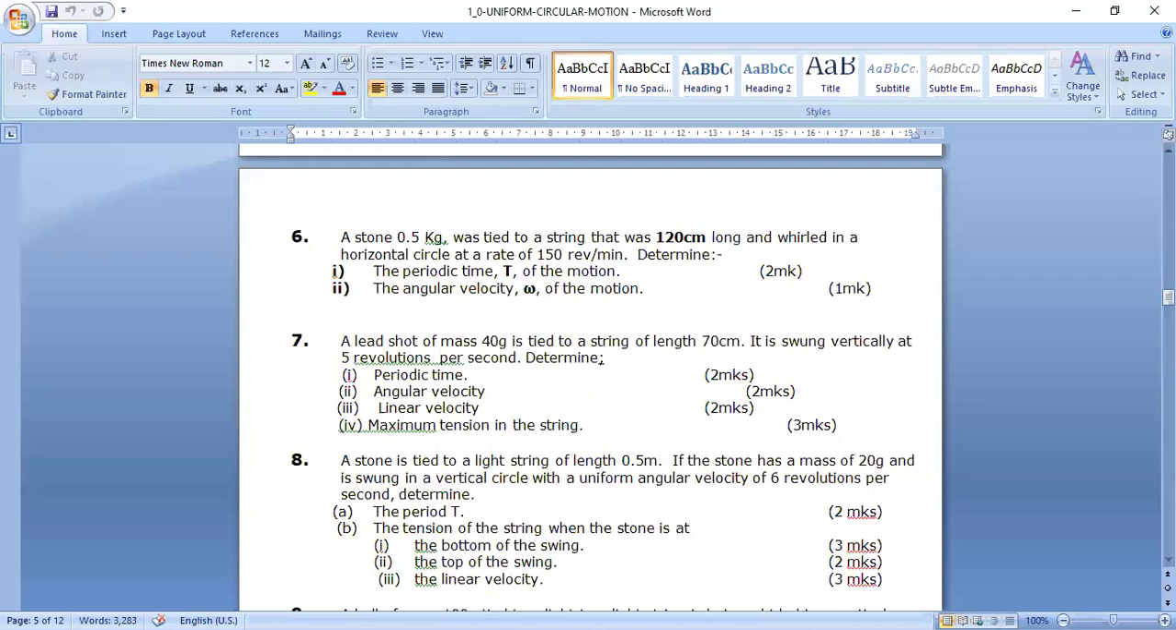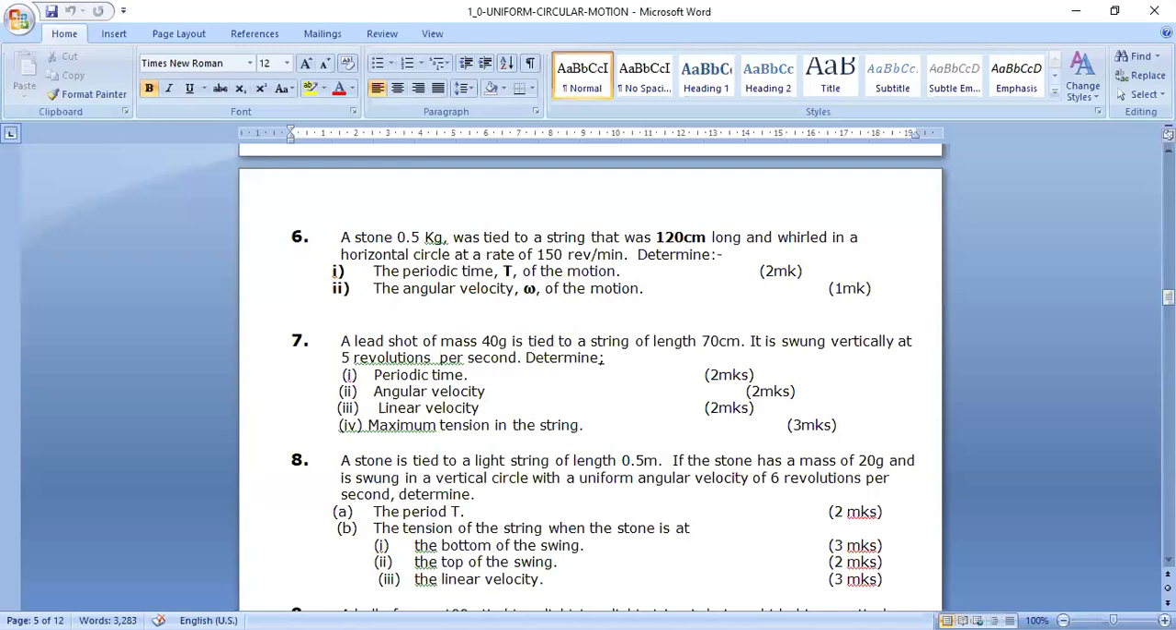Angular velocity, omega. We can hear from Quincy. From the two formulas, we have 2 pi over T, and the other one is 2 pi f. Since we have periodic time and we also have frequency, we go for periodic time. 2 pi over 0.2 gives 31.42 radians per second. Correct. Thank you for that correct answer.